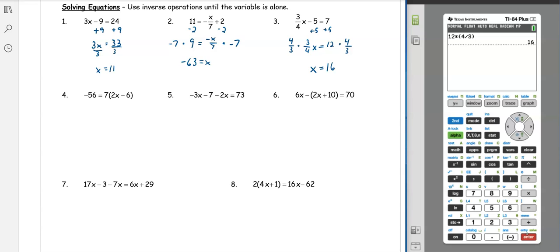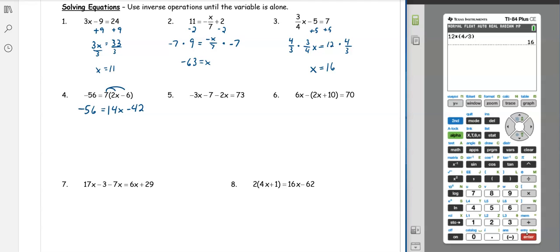In number four, we have negative 56 equals 7 times the quantity 2x minus 6. Because there is a parenthesis there with a number out front, we need to use the distributive property. When you use the distributive property, you are multiplying the term on the outside with the terms on the inside. So we're going to multiply both sides by 7. So we get negative 56 is equal to 14x minus 42.